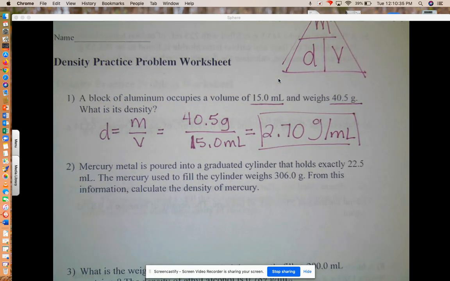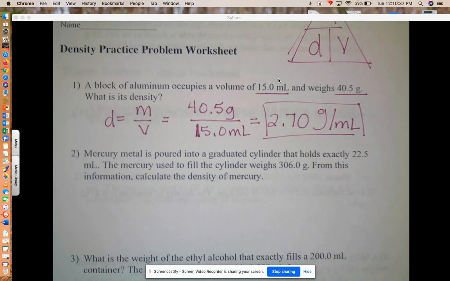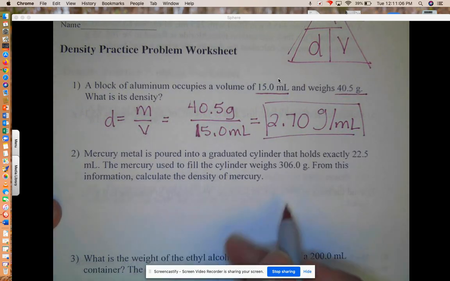So number 2 is a little bit different. Number 2 brings in a little bit of critical thinking. Mercury metal is poured into a grad cylinder that holds exactly 22.5 milliliters. The mercury used to fill the cylinder weighs 306 grams. Calculate the density. Sometimes when you're talking about graduated cylinders, your problem might be bringing into the math some displacement, like the water displacement you had in your EdPuzzle the other day. So just pay attention to that.